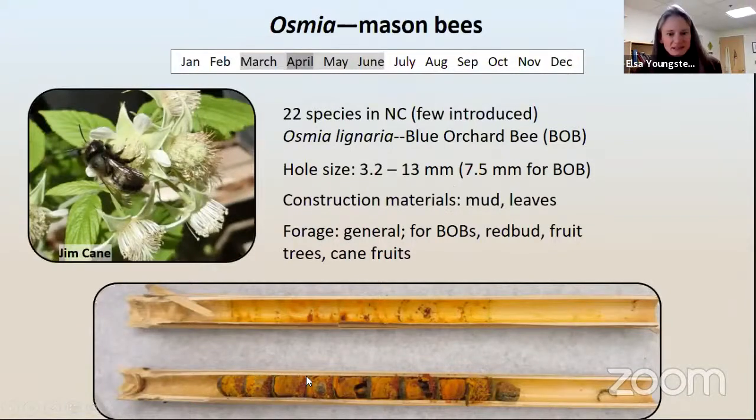And this is what the interior of a mason bee nest might look like. The bee that we just watched on the video was a mason bee. This one builds slightly differently. She uses leaf instead of mud as a construction material.